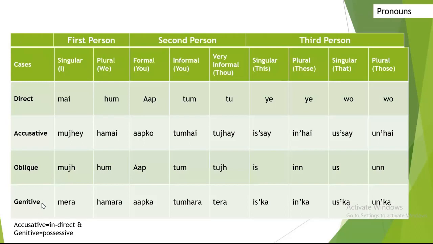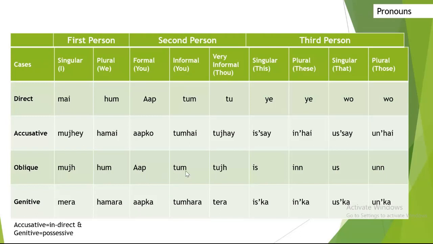The fourth case is genitive, where some possession is shown. So the first person, let's say in English, this is my pen. First person singular, ये मेरा कलम है. And first person plural, ये हमारे कलम है. Second person, ये आपका कलम है.